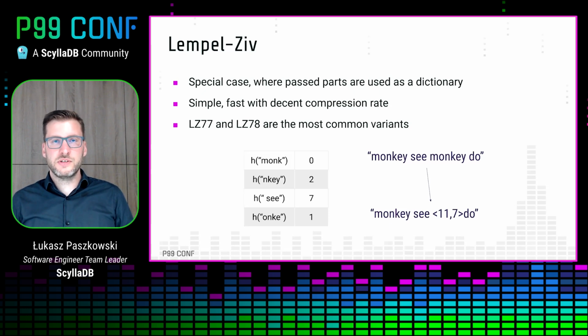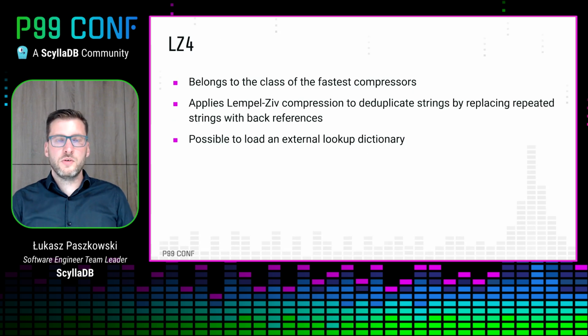To get an idea of it, here is an example. "Monkey see, monkey do," where "monkey" is a word that repeats later in the sentence. Thus, it can be replaced by a back reference token. Such a token consists of two numbers. The first one corresponds to how many characters it should look backwards, and the next one tells how many characters it should go forward and copy. All the mainstream compressors commonly used are some combinations of these techniques with different levels of sophistication.